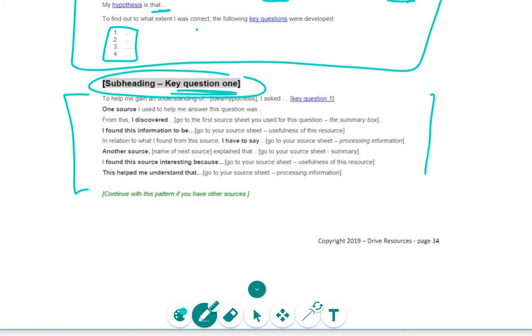Go through it, and it tells you where to find the parts on those source sheets. Okay, so just go through, plod, plod, plod. So continue with this pattern if you have other sources. I've only done it for a couple. And then you repeat that.